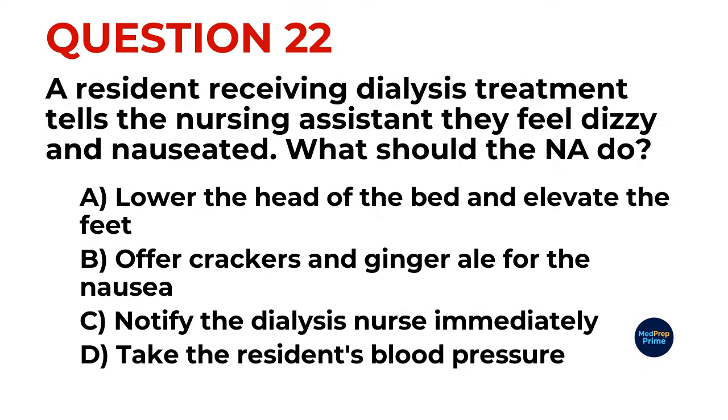A resident receiving dialysis treatment tells the nursing assistant they feel dizzy and nauseated. What should the NA do? Option A, lower the head of the bed and elevate the feet. Option B, offer crackers and ginger ale for the nausea. Option C, notify the dialysis nurse immediately. Option D, take the resident's blood pressure.